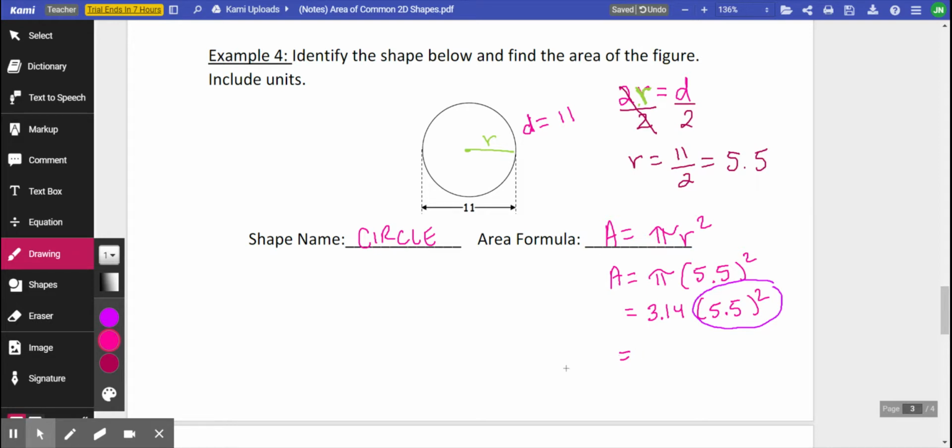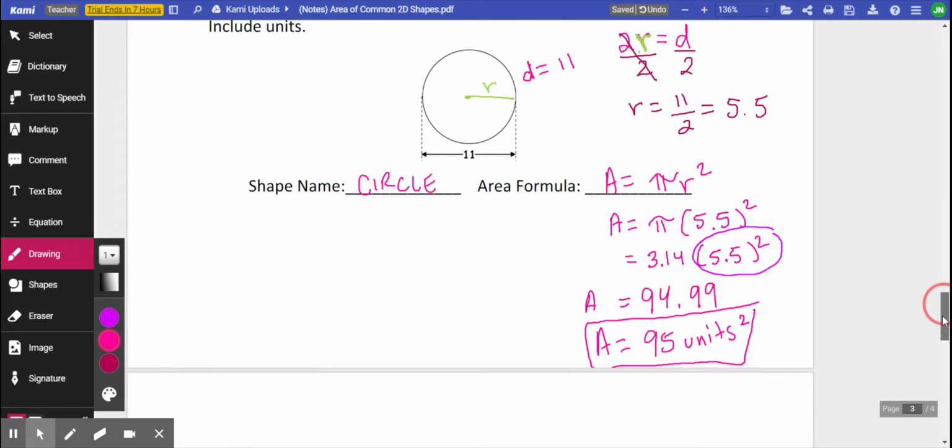So if you did that correctly, you should have gotten that the area for this shape, or this circle, is 94.99. So I rounded to the nearest 2 decimal places. Depending on your rounding, you can just round the area to 95. But make sure you put that these are the units squared. Okay, so there you go.